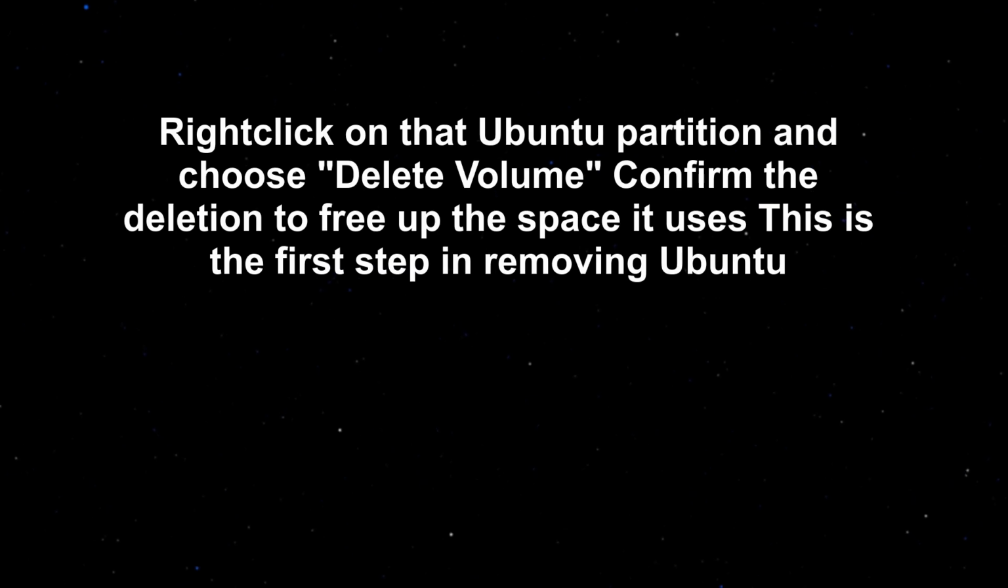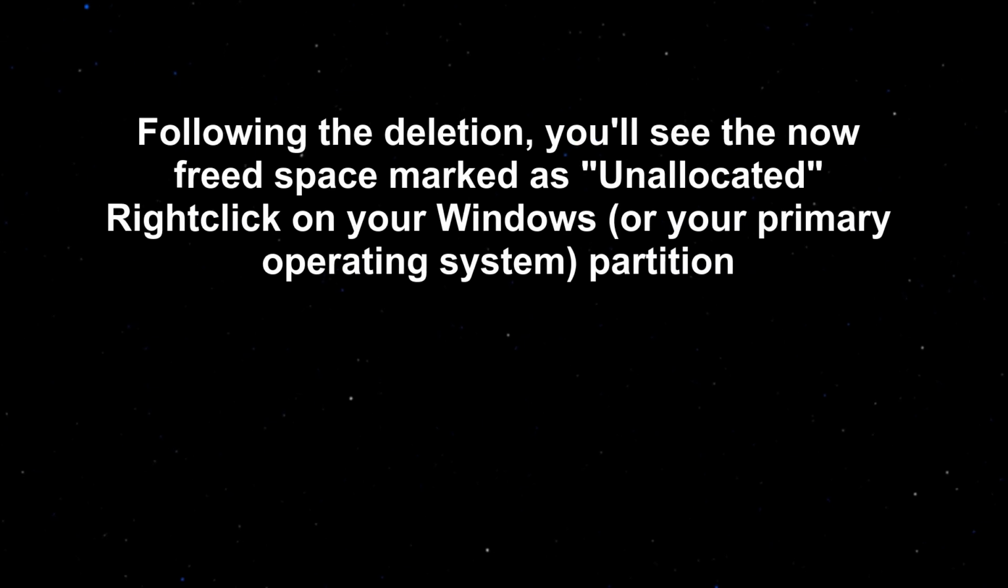Right-click on that Ubuntu partition and choose Delete Volume. Confirm the deletion to free up the space it uses. This is the first step in removing Ubuntu. Following the deletion, you'll see the now freed space marked as unallocated.